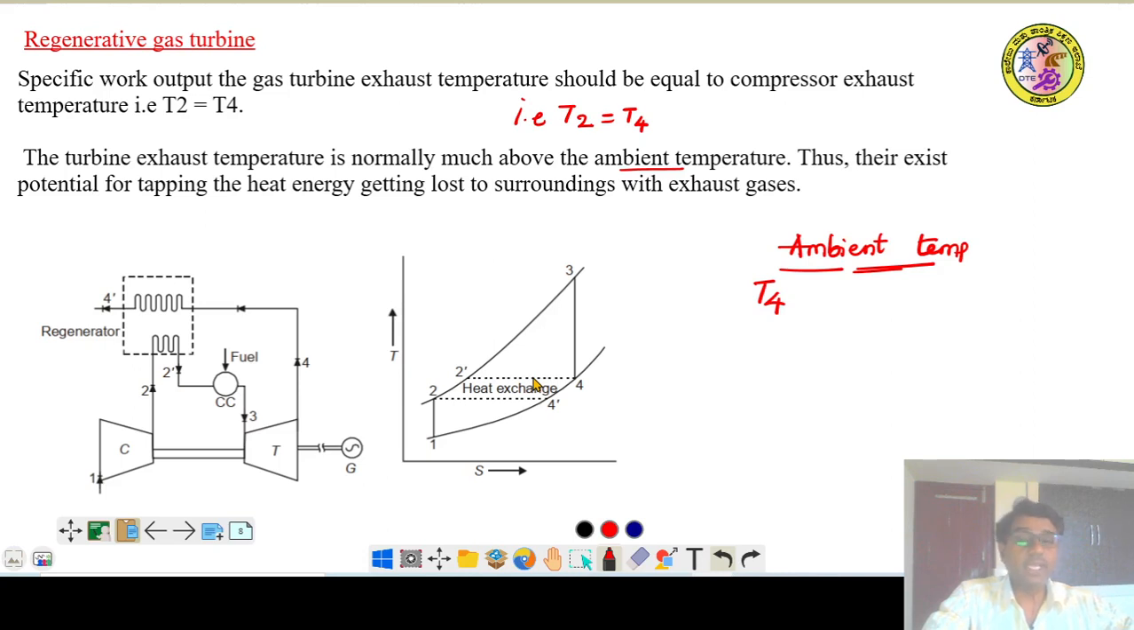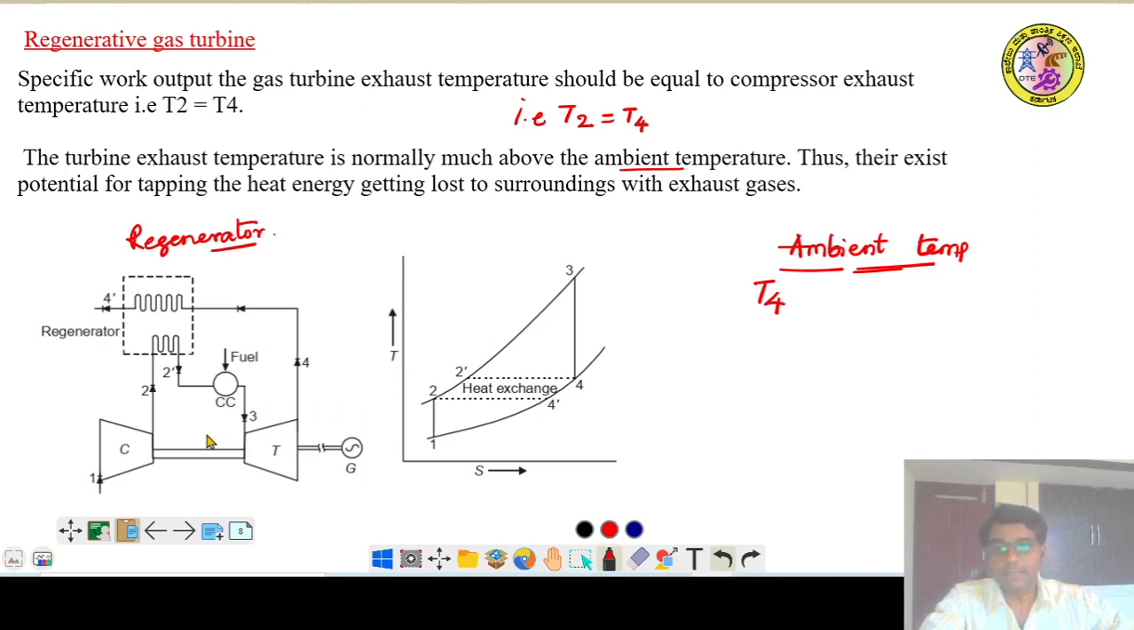So this heat, we want to utilize and harness it. To extract the heat, we are going to use a regenerator. Regenerator is an instrument we are going to use for the harnessing of the heat from the exhaust gases. How are we going to harness the heat from the exhaust gases?